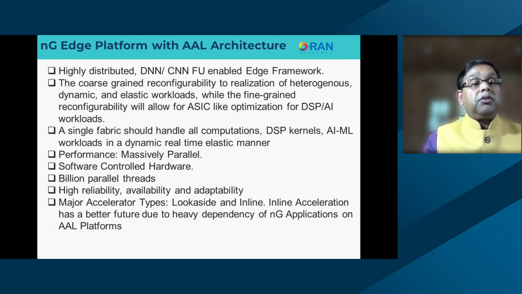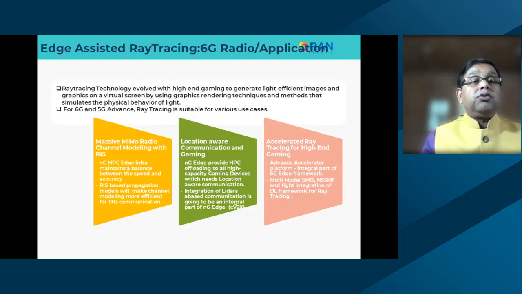Performance, massive parallel processing, megaflops of operations, software-controlled hardware, billions of parallel threads, high reliability, availability and adaptability. Major accelerator types, look-aside and then inline accelerators, have a better future, of course, and you can see more and more coming in that area. I'll not go into the details of edge-assisted ray tracing, but this is one of the most challenging but most value-added use cases. I have seen a lot of POCs coming out, whether location-aware or accelerated, and in some of the massive MIMO radio channel modeling and those areas as well.